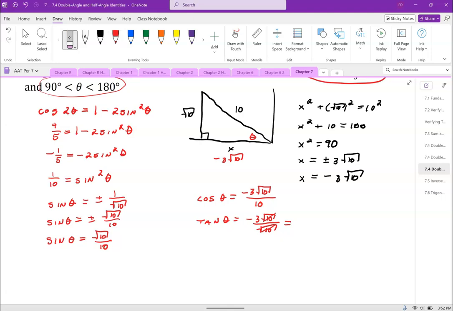I did it backwards, didn't I? Good thing I caught it. It's y over x, so that's root 10 over negative 3 root 10. So those cancel out, and I get negative 1/3.